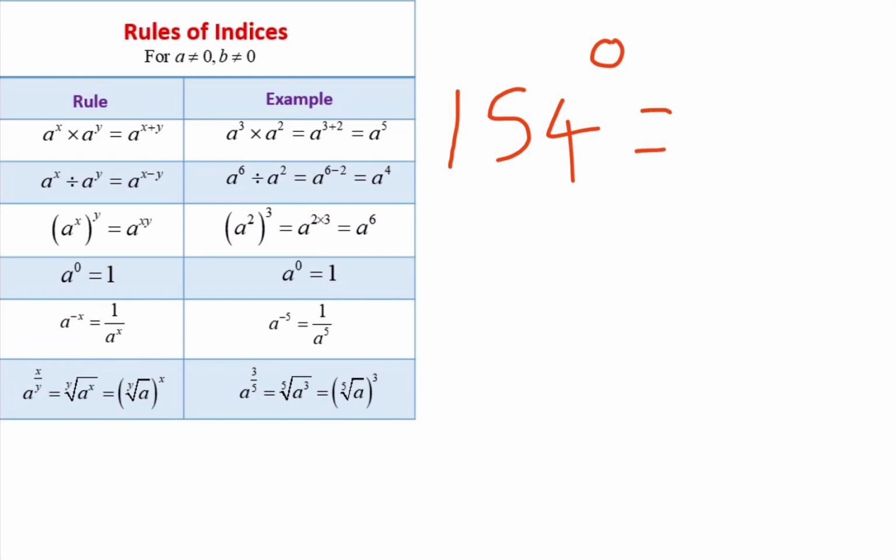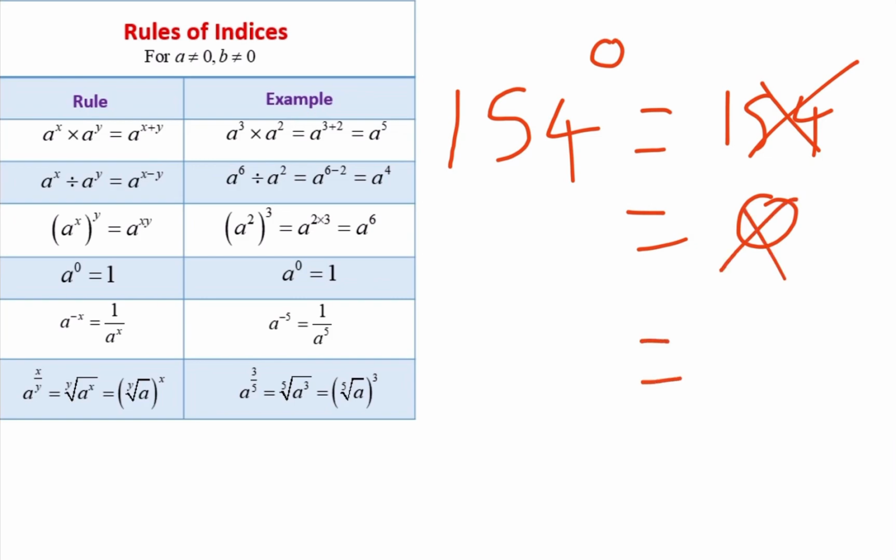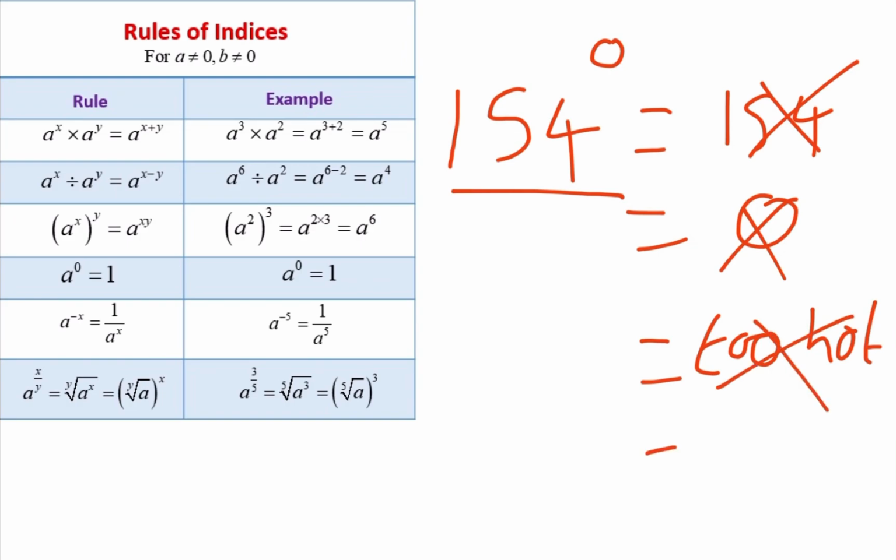Most common answers that students write, for example, are 154. They keep it the same. That's wrong. They write the answer is 0 because if they see anything, they think it's multiplied with 0. Anything that's multiplied with 0, they think it's 0. That's completely wrong. I had one student when they saw 154 with a 0 on the top, they wrote the answer was too hot. So they thought it was the temperature. That's wrong. So again, even if the base is 154, anything to the power of 0 is equal to 1, as stated.